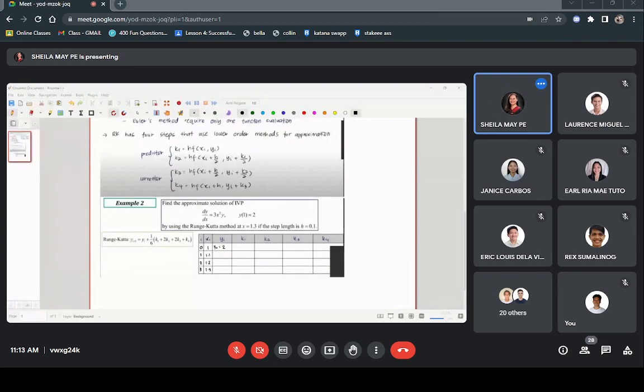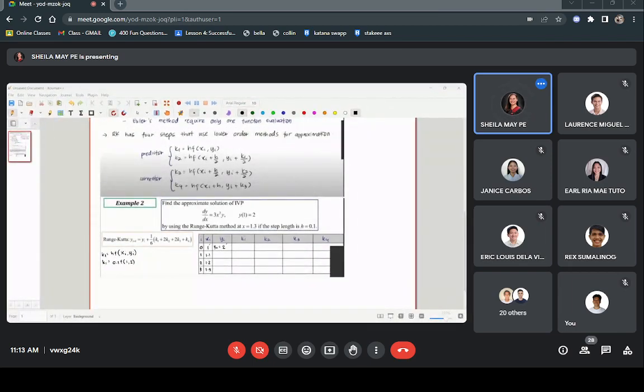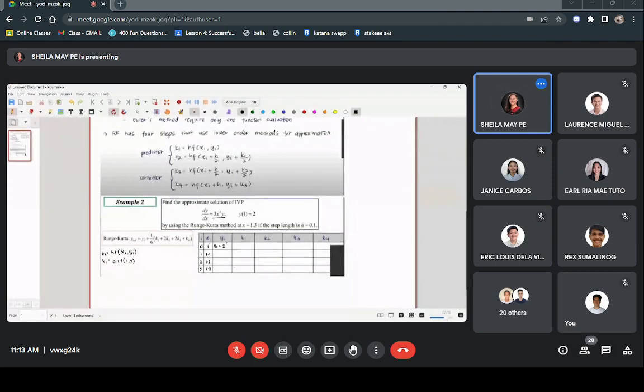Now in finding our k1, it has a formula: h f of xi, yi. So k1 is just h, which is 0.1, times the function of our 1 and 2, right? We have here 1 as our x, and y sub 0 is our 2. Using that, you just need to substitute that into the main equation here. So 3x squared y: 3, what's our x? 1 squared. What's our y? Plus, that's 2. Are you still with me?